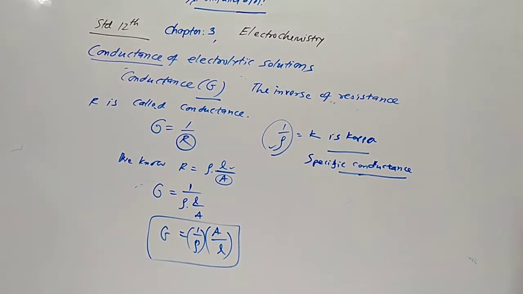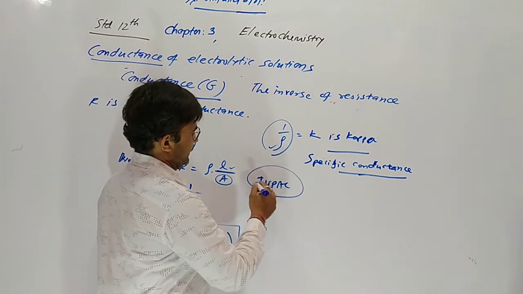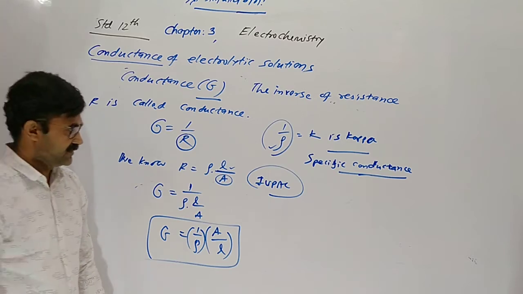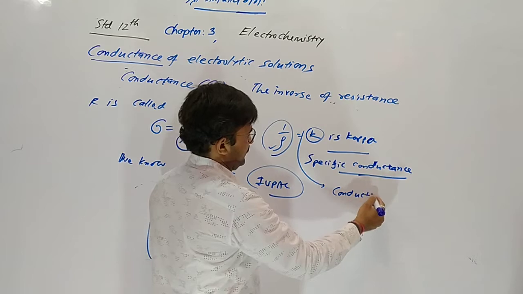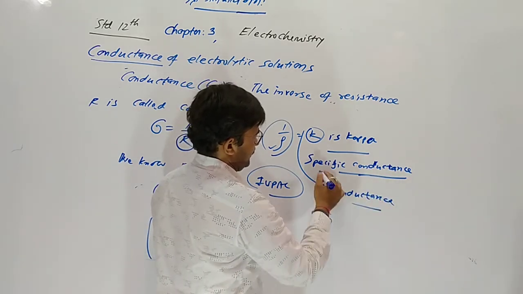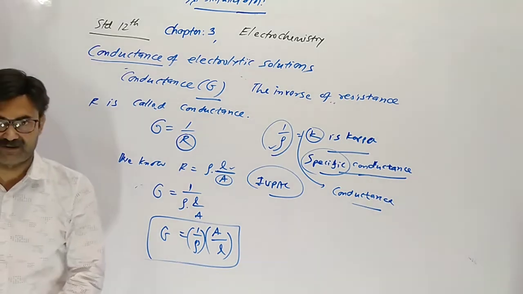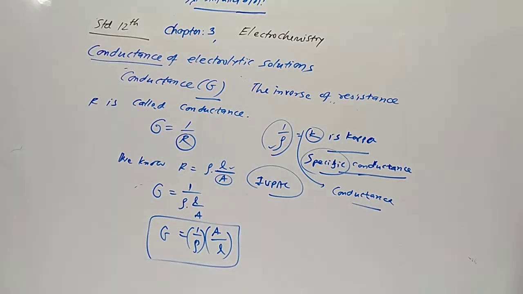It is symbolized as kappa, but here also IUPAC recommends the term conductivity in the rest of the book. This one we will also call conductivity, not specific conductance. So how can we tell the two apart? With the help of their units.